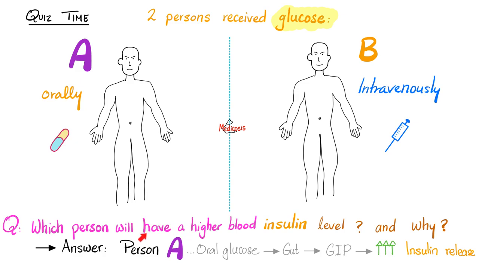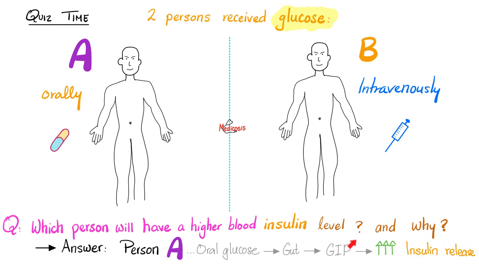Now, why is it going up more in person A? Because person A took it orally, which means it went to the gut of person A, unlike person B, which went straight to the blood, skipping the digestive tract. But person A took that glucose orally, which means it's going to stimulate the gastrointestinal system to release what? One of the GI hormones known as GIP, glucose-dependent insulinotropic peptide. Glucose dependent, I get it. Insulinotropic means to grow. Oh, to increase the release of insulin.